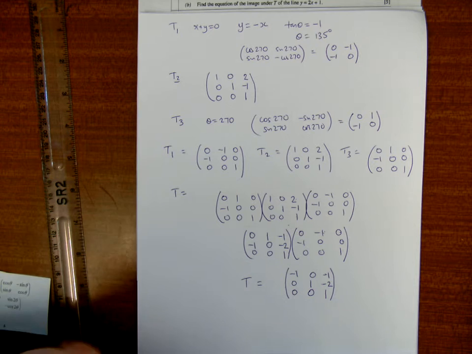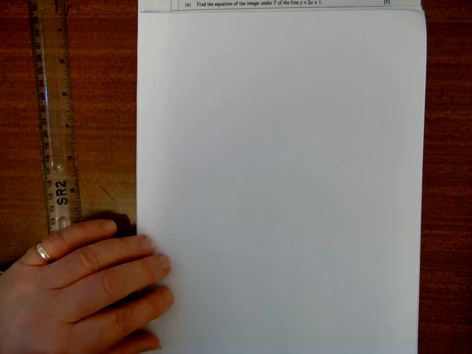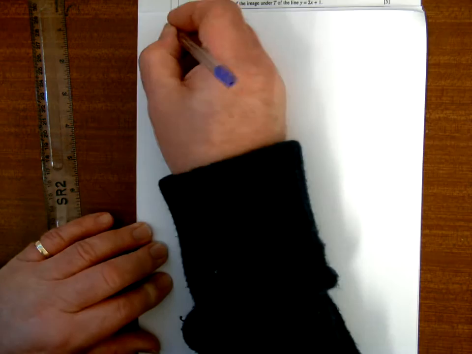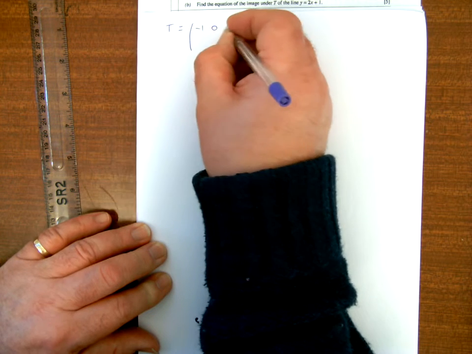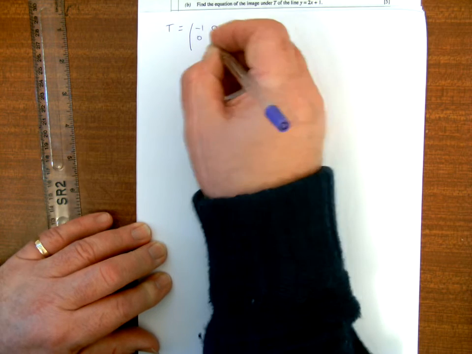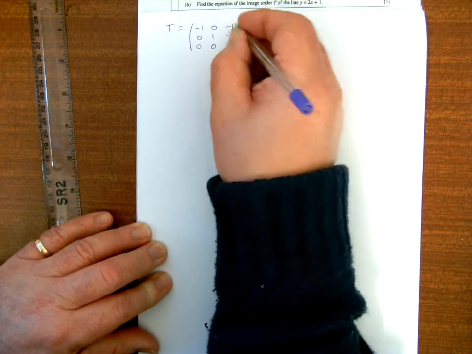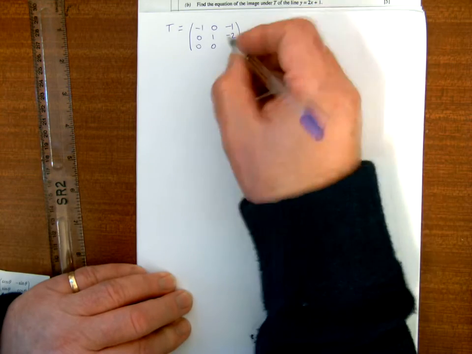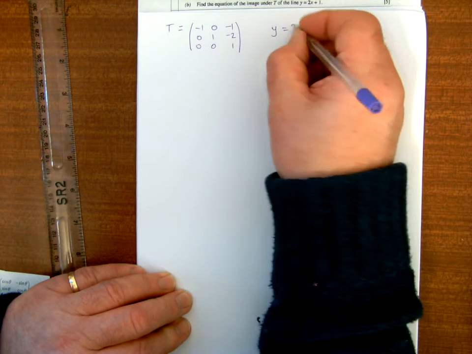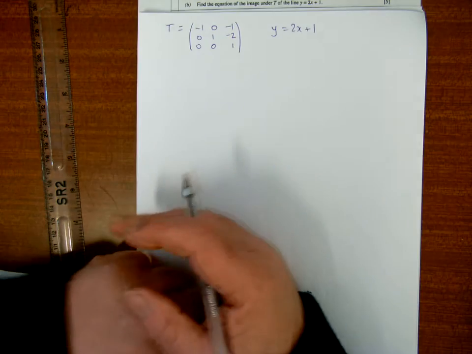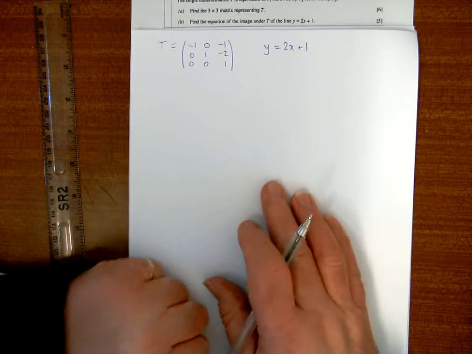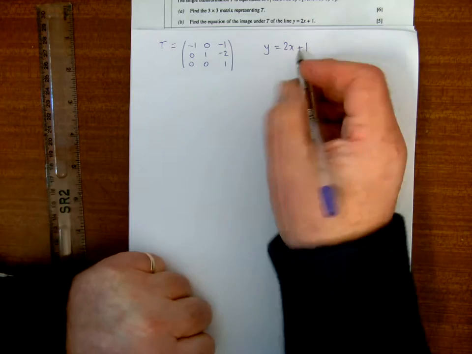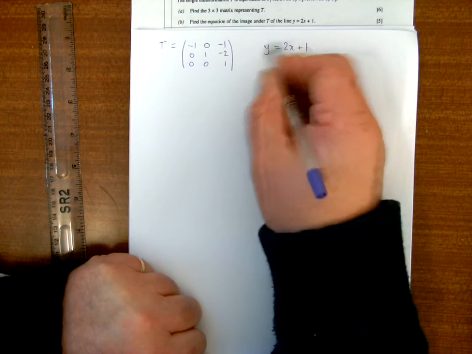And then part B is asking me to find the image under T of the line y equals 2x plus 1. So we've got T, and we want to find out what happens when I operate that matrix on that line. Now, we can't do a matrix operation on a line, so we need to operate it on a point. So I get the parametric coordinates that would lie on this line.